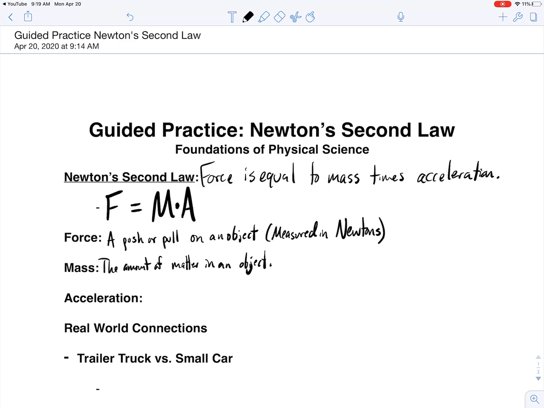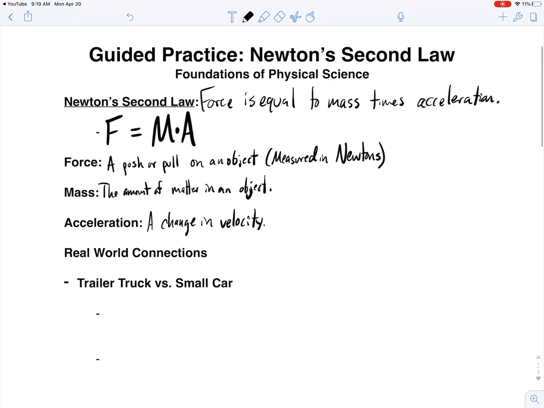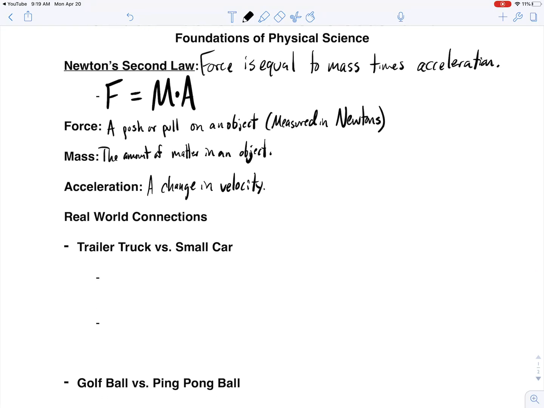So the amount of matter in an object is the mass, and then acceleration is any change in velocity. So let's just say a change in velocity is acceleration.